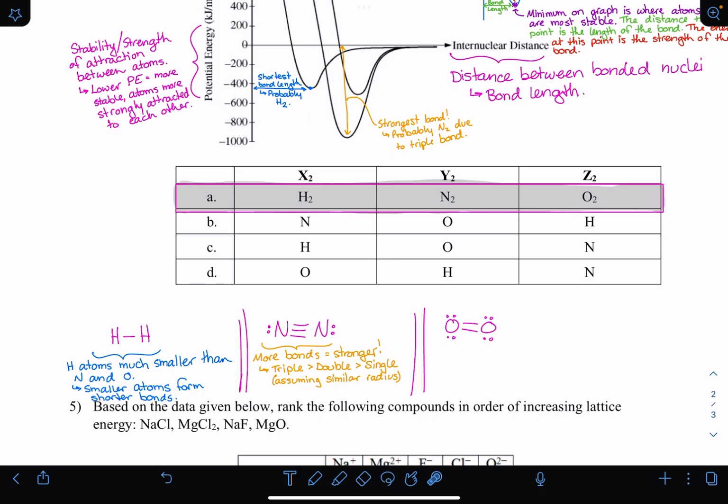More bonds makes a stronger attraction. So looking at the structures of these 2 things, we see oxygen is a double bond, nitrogen is a triple bond, so we expect that triple bond to be stronger, since these 2 things are similar in radius. So it is reasonable to assume that the strongest bond of these 3, the deepest well, is going to be nitrogen because it's got a triple bond. The shortest bond, the one farthest to the left, is probably hydrogen because those atoms are just so much tinier than the other elements we're dealing with here, which means this one must be oxygen. So A is the correct choice on that one.